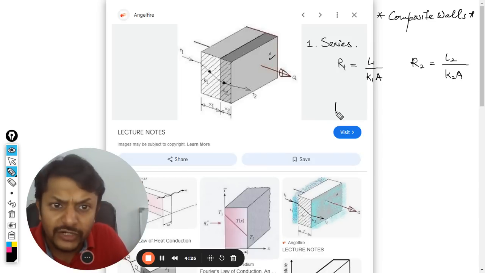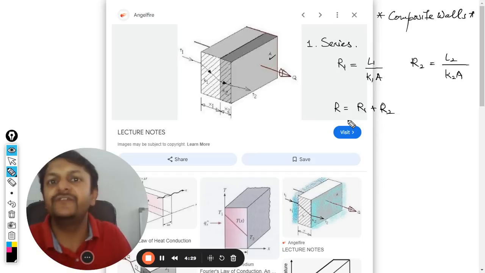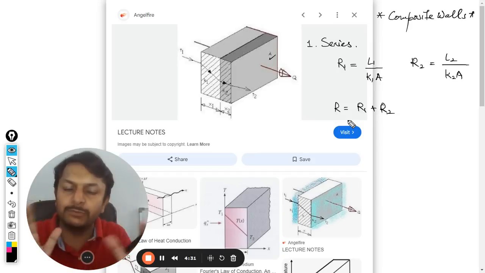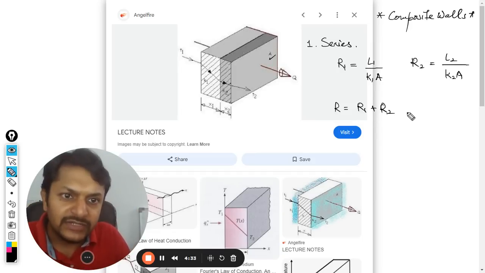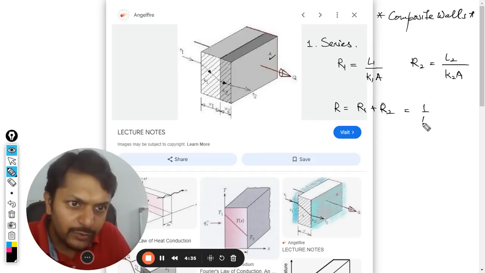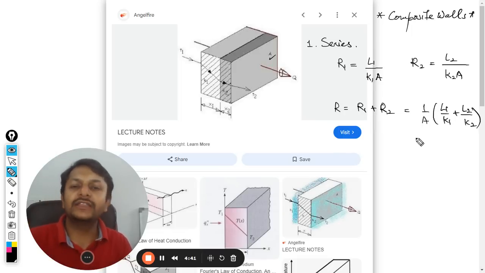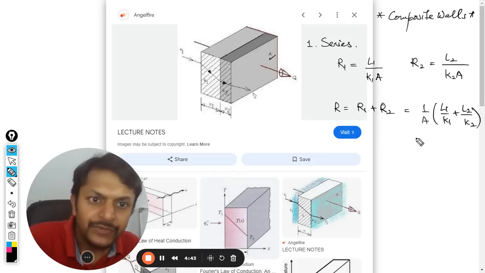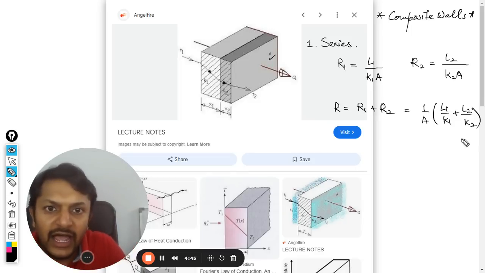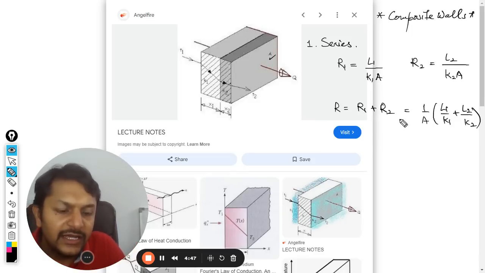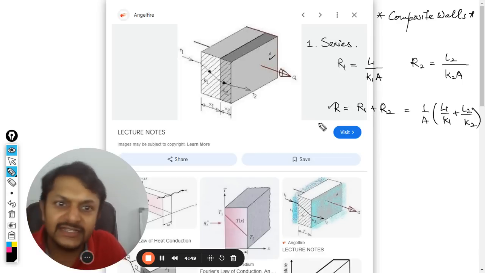So we are going to find the total resistance here. In series, we know, and if we do not know, you are going to learn it in B5, R is equal to R1 plus R2, which comes out to be 1 by A, L1 by K1 plus L2 by K2. Okay, that is the thermal resistance R. So R is this, and accordingly we can find the total resistance.